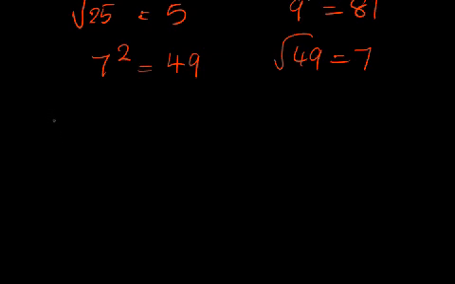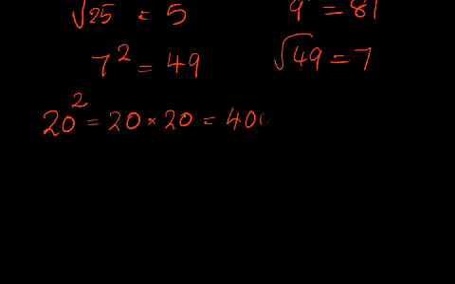Suppose someone asks you, what is the square of 20? 20 square means 20 times 20, which is equal to 400, is it? Then square root of 400 is equal to 20. So when you see a question, just square root of 400, the meaning is it's equal to 20.